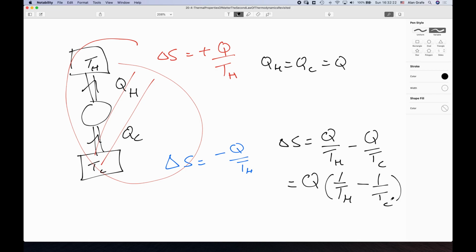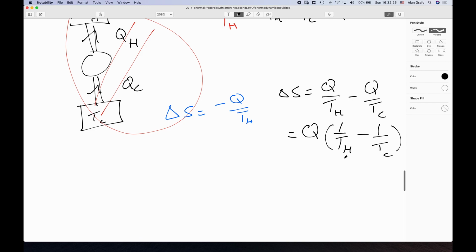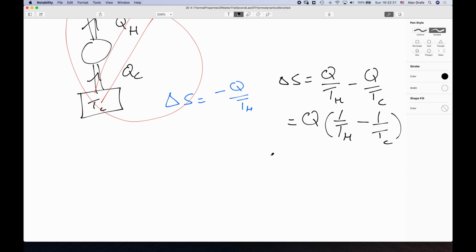Well, T hot is going to be a bigger number, so its reciprocal will be a smaller number than the reciprocal for T cold. So that would be less than 0. And that is impossible because remember our statement of the second law of thermodynamics says that delta S has to be greater than or equal to 0 for any process.